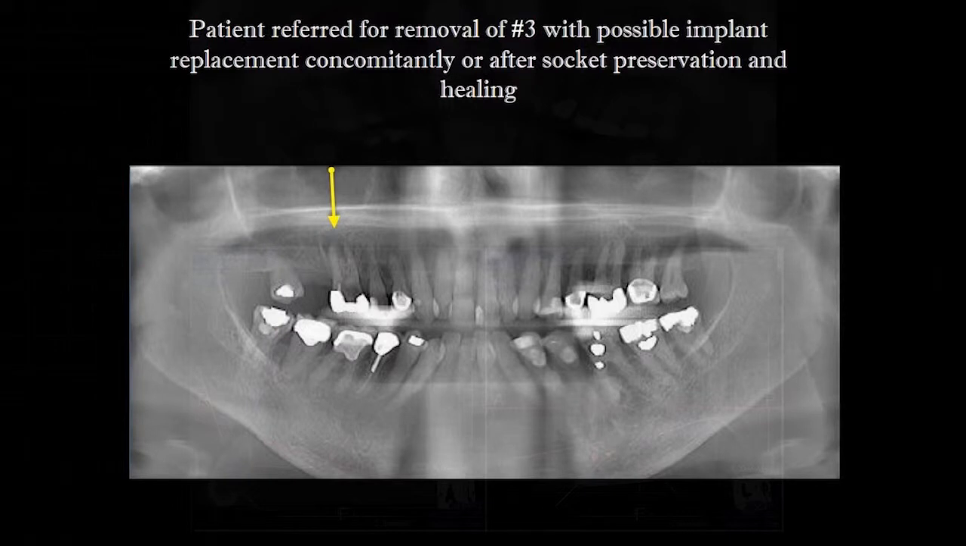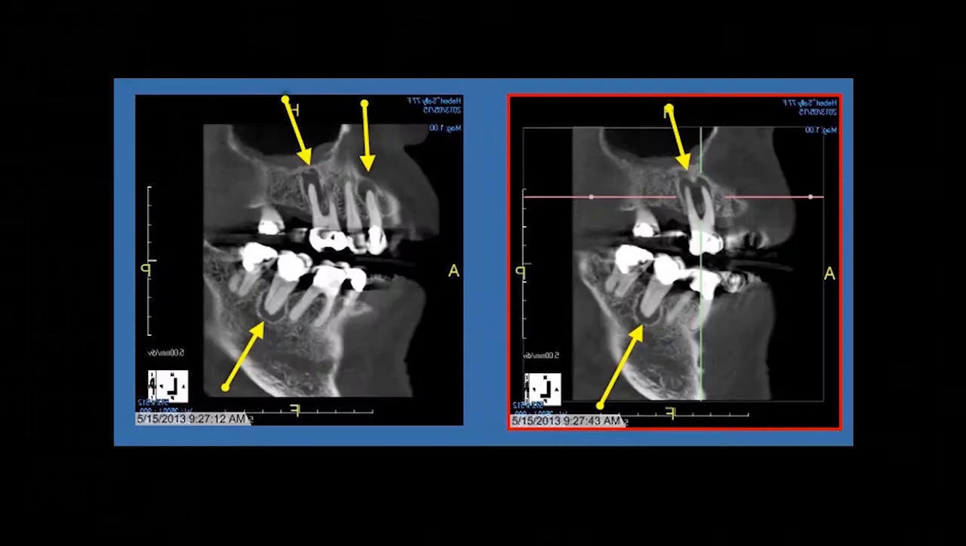This is a patient referred for removal of number 3, possible implant placement at the same time or after the socket heals. We take the CT scan, and it's like bam, bam. We're seeing other stuff. And so instead of discussing just this, I sent this lady to the endodontist to have these other teeth treated.